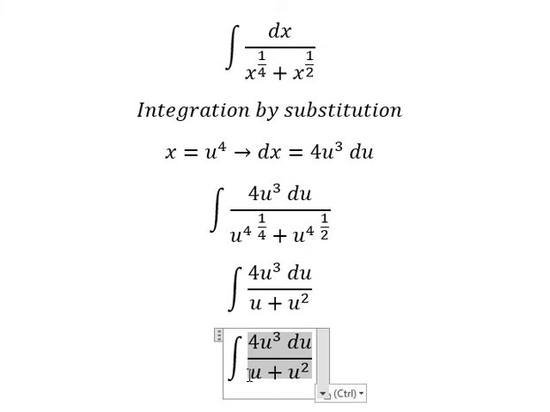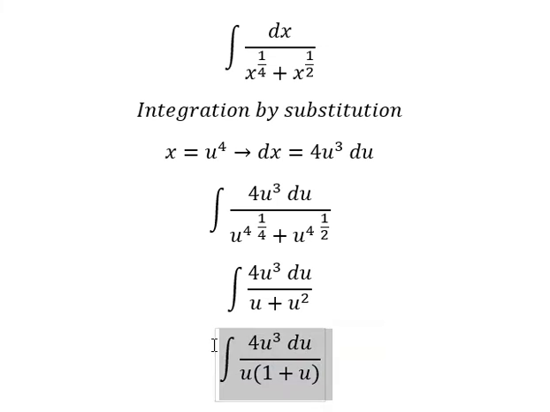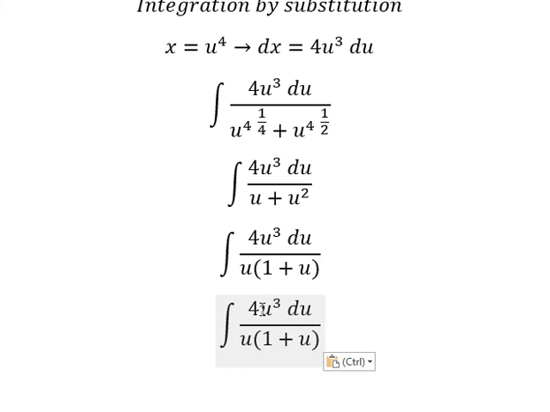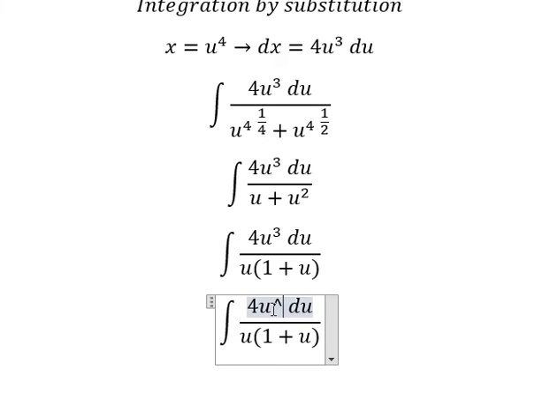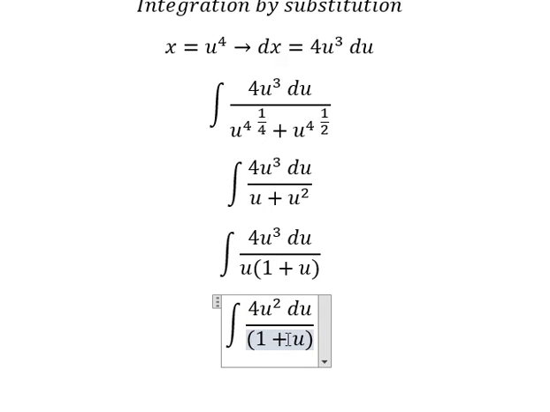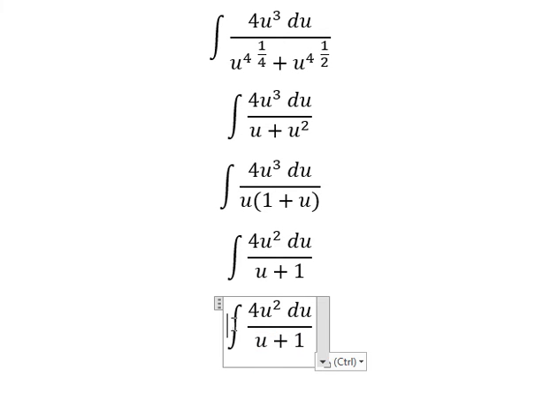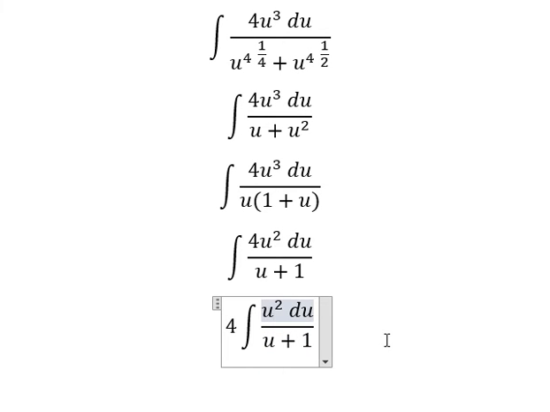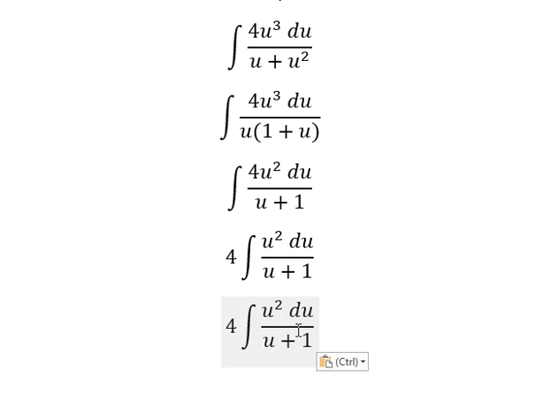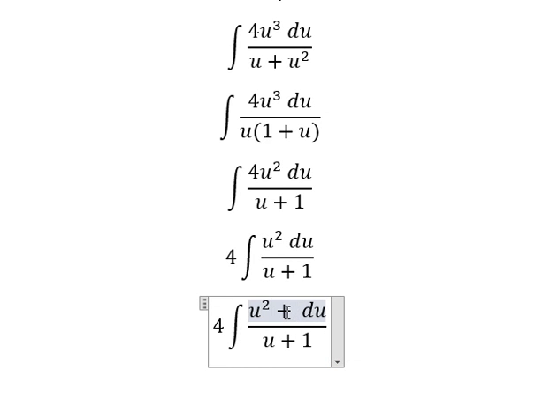We can do factorization. U to the power of 3 divided by u, you get u square in here. Now I need to arrange this one into like this. Now I will put number 4 outside. So I need to put positive u.